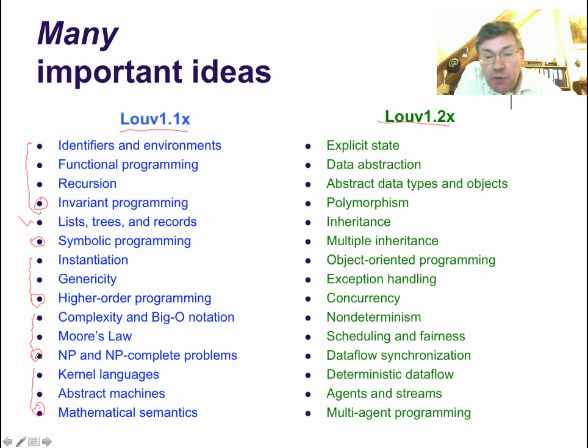In Louvain 1.2x, we go farther. We go into data abstraction, building on state, abstract data types, objects, polymorphism, inheritance, multiple inheritance, object-oriented programming, combining them, exception handling to handle unusual or rare situations without making the code cumbersome, concurrency, an extremely important concept, non-determinism, the demon we have to slay if we really want to use concurrency well, scheduling, fairness, data flow synchronization, deterministic data flow, and finally, multi-agent programming with agents and streams.